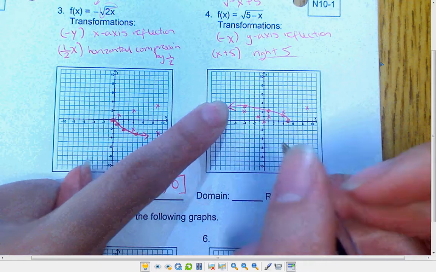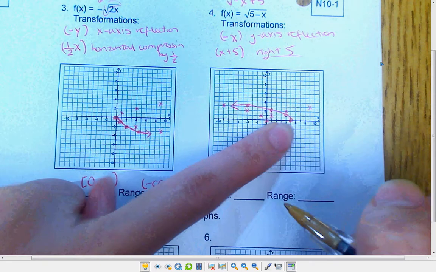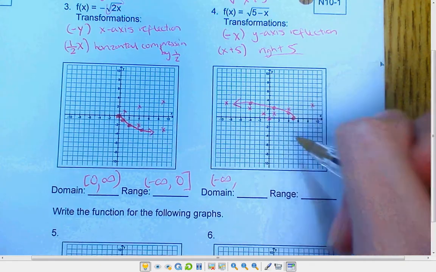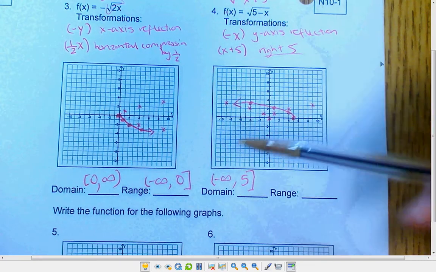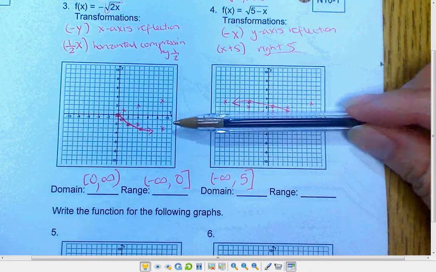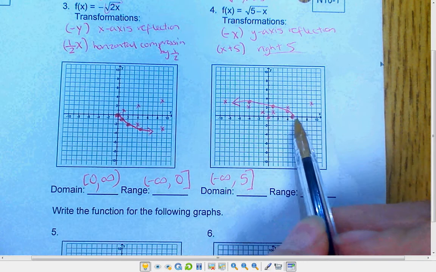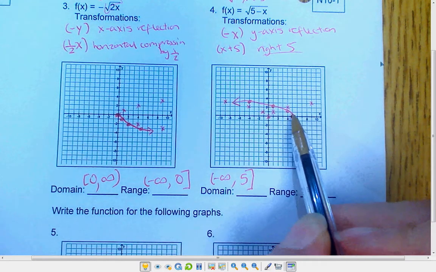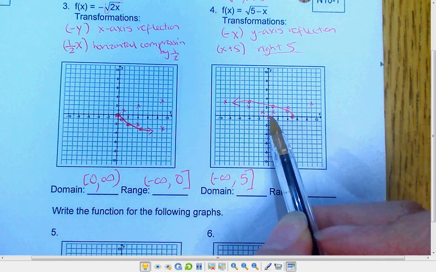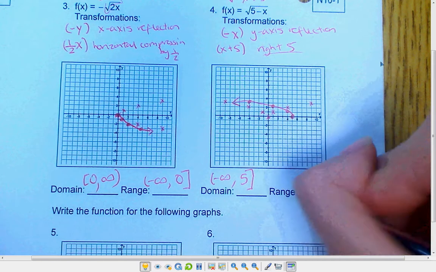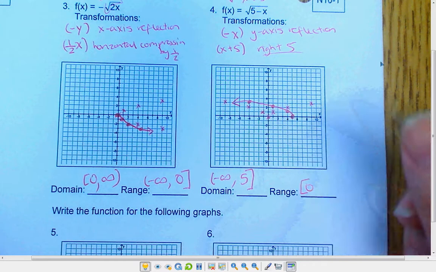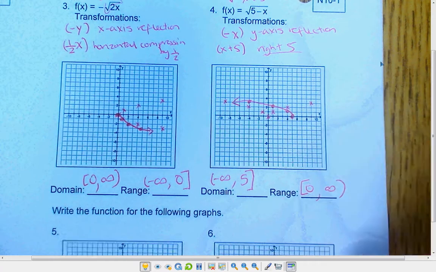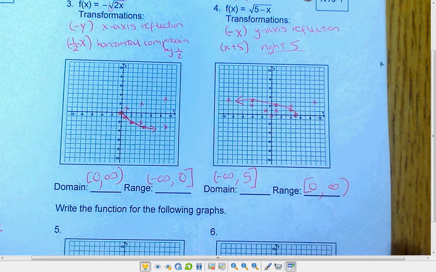Leftmost point is an arrow, so negative infinity stops at x-axis, which is at 5. Range, it starts at, our lowest point is right here, which, be careful, my y value for this is not 5. 5 is the x value. My y value is 0, because this is on the x-axis, at y equals 0. And it keeps on going up forever, so infinity. Great.